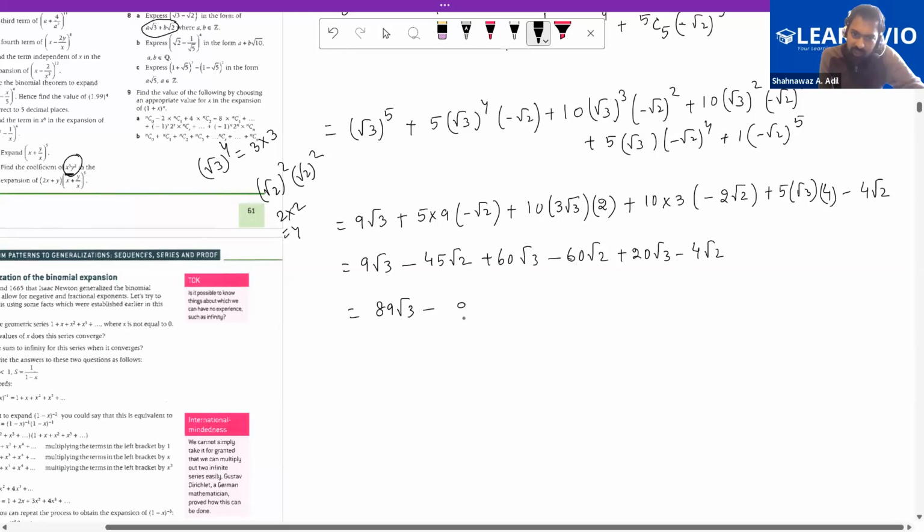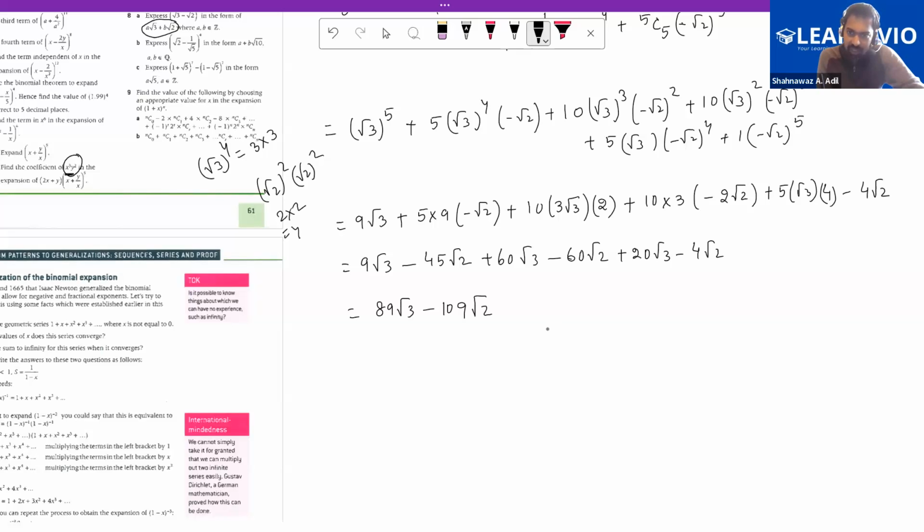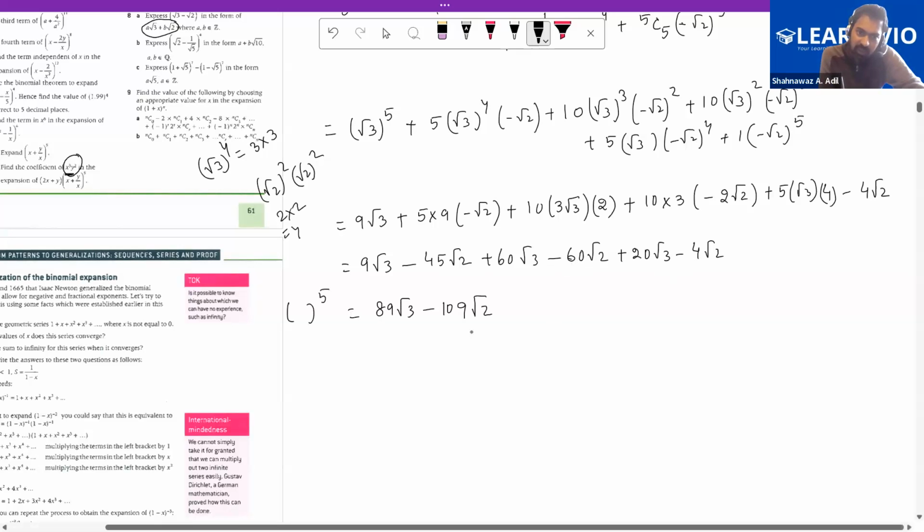So 45 plus 60 plus 4, that is 109. Let me check: 60 plus 45 and then 4, so 109. So this is the expansion, whatever we got. And now we can just write that A is 89 and B is minus 109. So that is the answer.